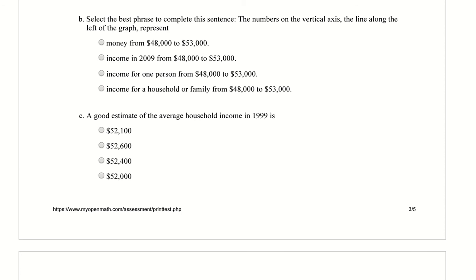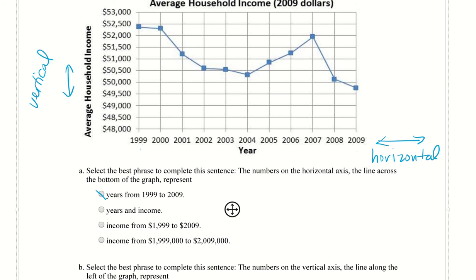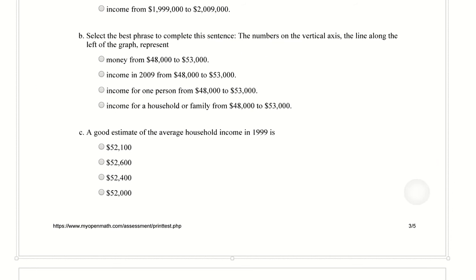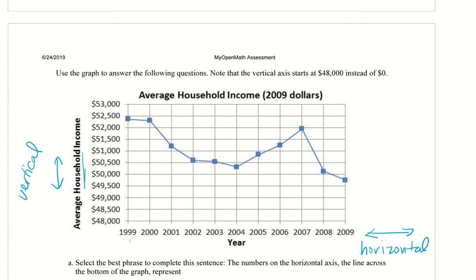The numbers on the vertical axis represent, so in this case, that would be the 48,000 to 53,000, and that would be the income. Now, is it the income of a household or a person? So then we need to read the title of it, average household income.